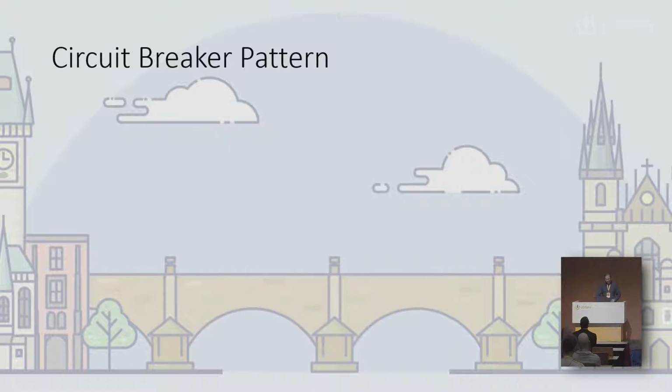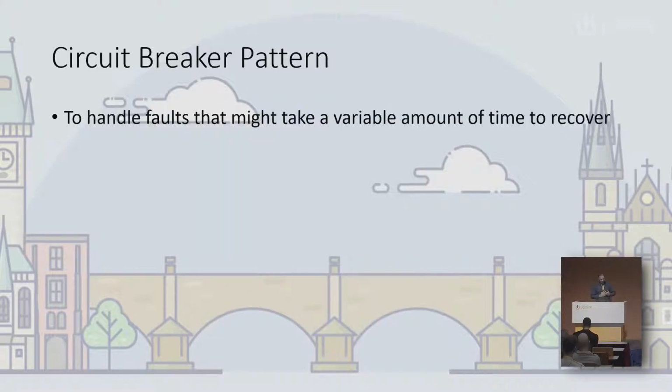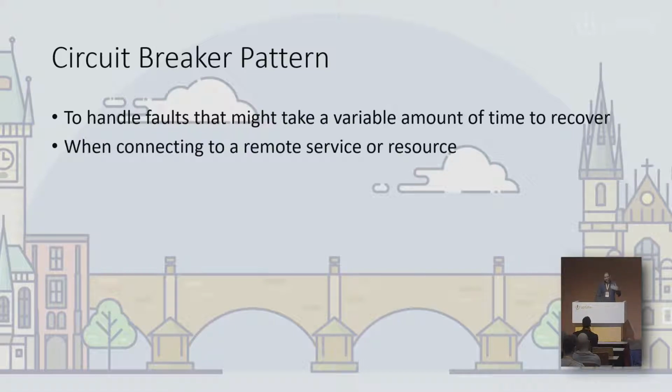So what is the circuit breaker pattern? It handles faults that might take a variable amount of time to recover. When connecting to a remote service or resource, just like my API that I was connecting to get my weather, it might be down too.